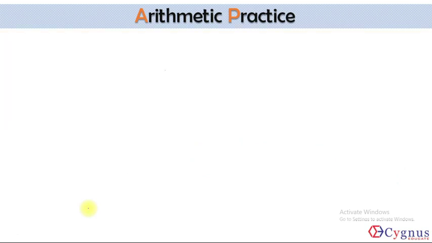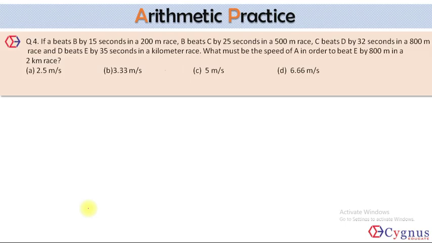Let's look at the next one. It's a simple question about races. What does it mean? If A beats B by 15 seconds in a 200-meter race, B beats C by 25 seconds in a 500-meter race, C beats D by 32 seconds in an 800-meter race, and D beats E by 35 seconds in a kilometer race. What must be the speed of A in order to beat E by 800 meters in a 2-kilometer race?